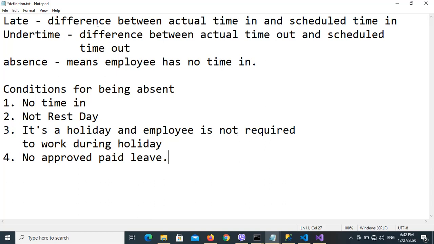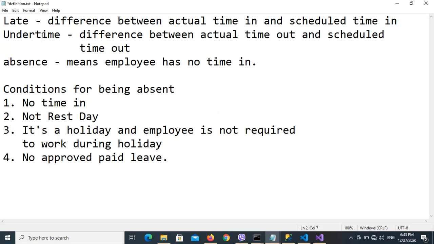So late is actually the difference between the actual time in and scheduled time in. So if your time in is more than the scheduled time in, therefore you are considered late. For example, if your scheduled time in is 8 and your actual time in is 8:20, then you'll be considered late. But of course, the system will also consider the grace period, which is specified in your schedule. To know more about that, you need to watch the video regarding schedule. Okay, so if it is within the grace period, then you are not considered late.